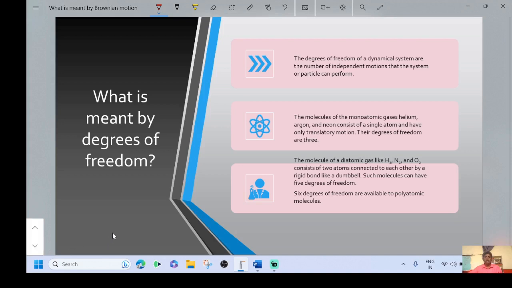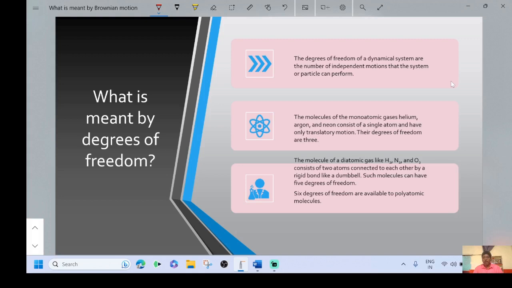What is meant by degrees of freedom? The degrees of freedom of a dynamical system are the number of independent motions that the system or particle can perform. The molecules of the monatomic gases helium, argon, and neon consist of a single atom and have only translatory motion. Therefore, their degrees of freedom are 3.